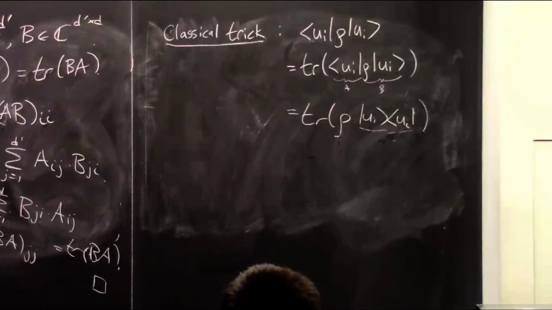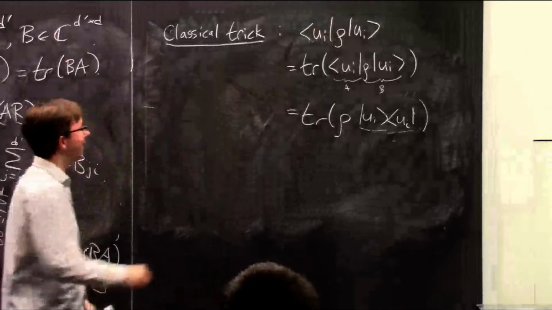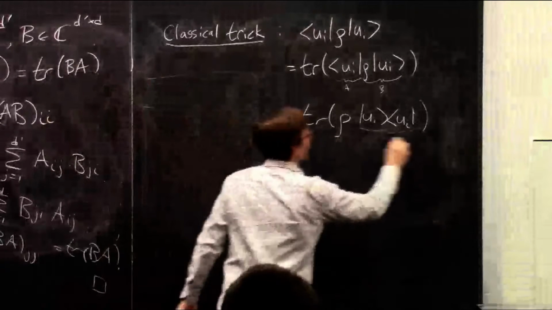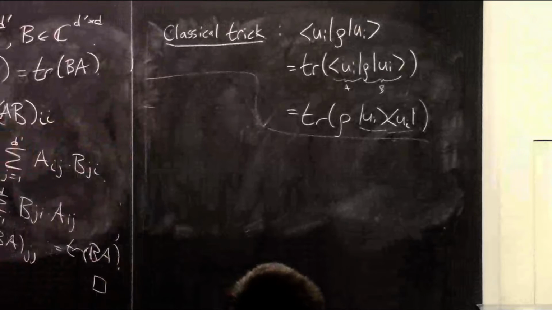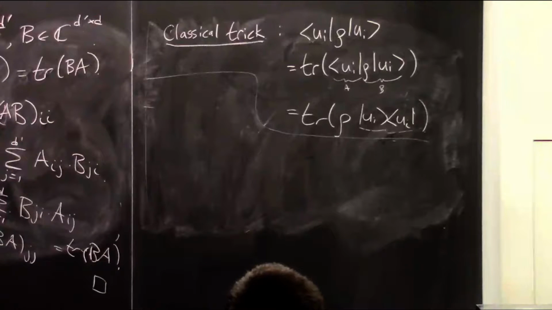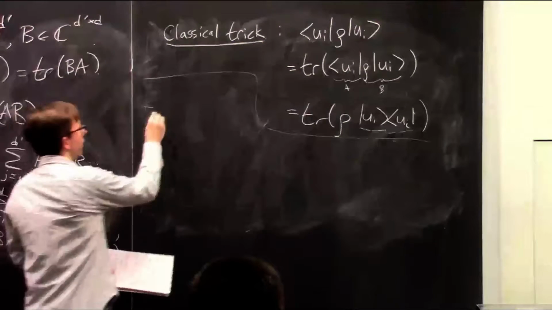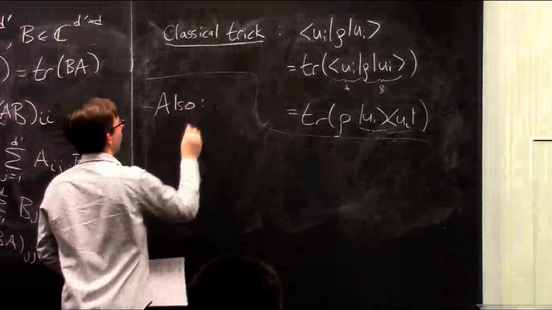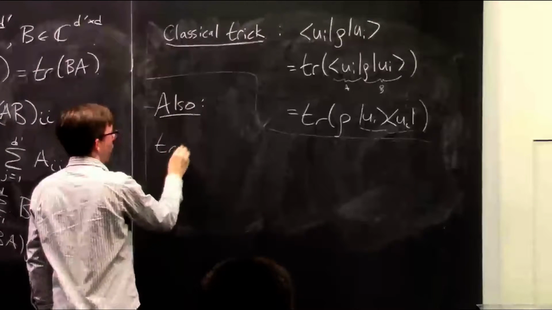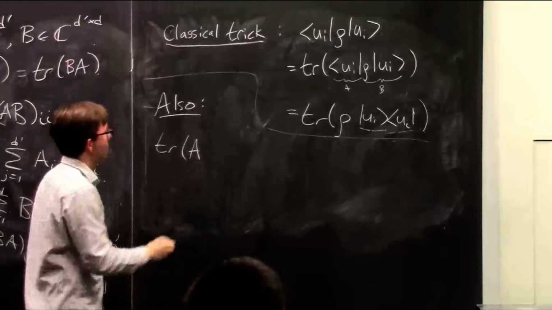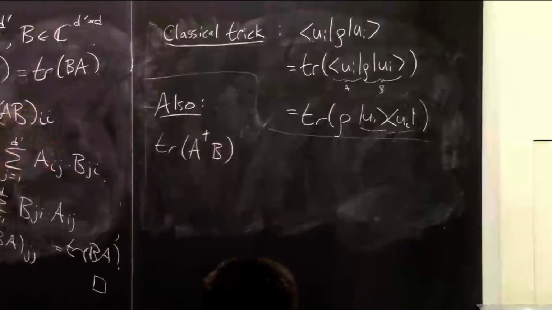OK, so this is, for whatever reason, the greatest trick that you just apply over and over and over again in quantum information theory. And let me tell you yet another trick based on this fact. Also, suppose I just looked at exactly this quantity, but for math reasons, I put a dagger on the first guy. So I looked at trace of A dagger B.